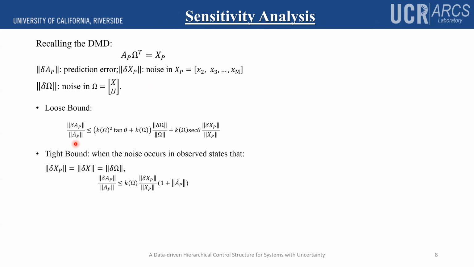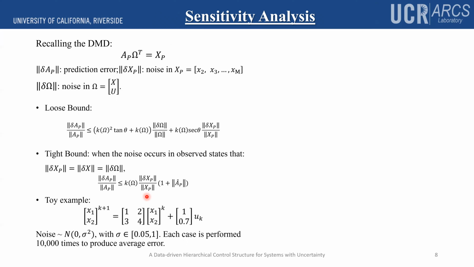The relative prediction error can be expressed as a function of those noises. And if we further assume that noise only occurs in observed states without inputs, this relative error will be bounded by a tighter bound.